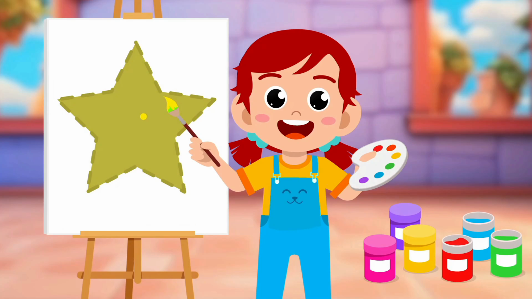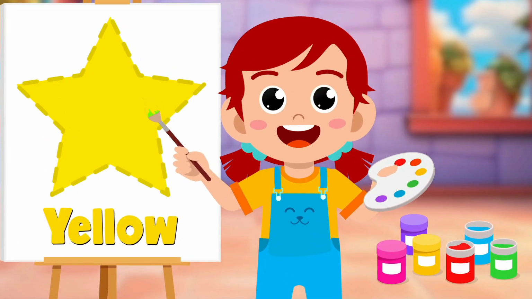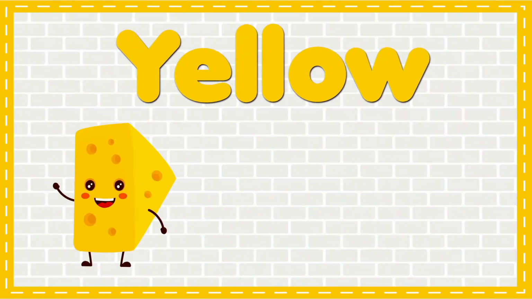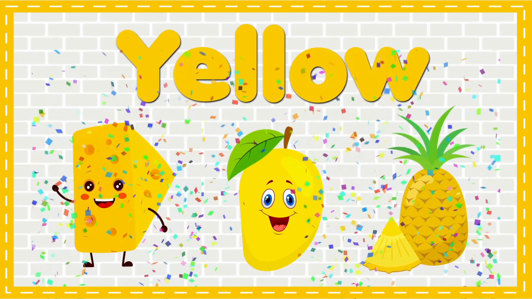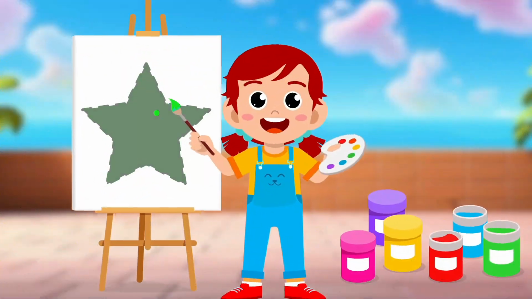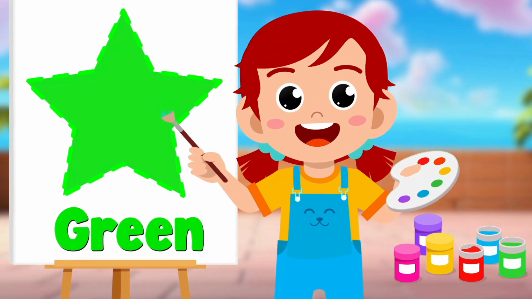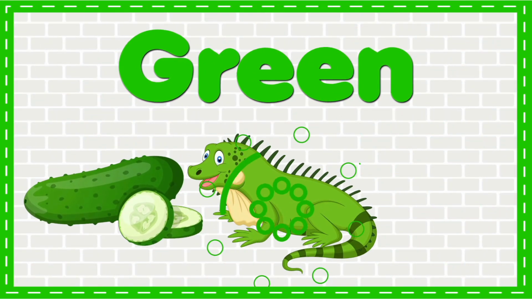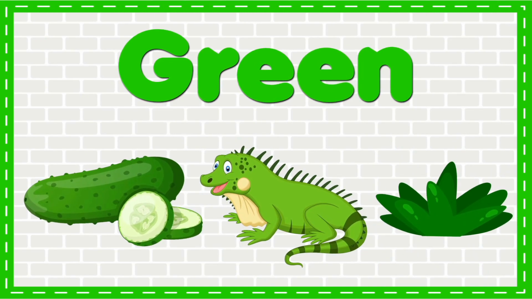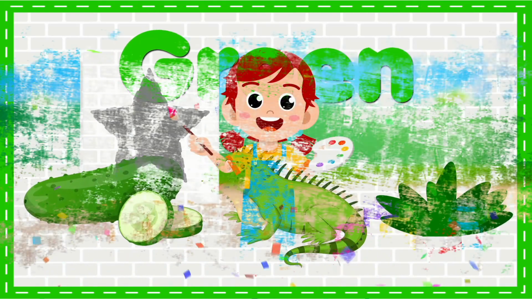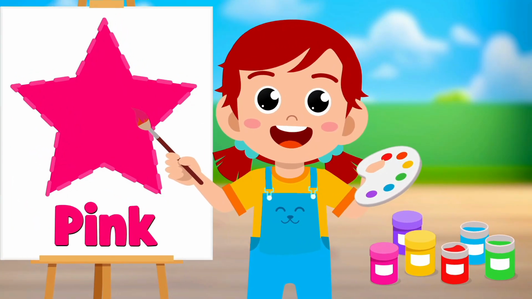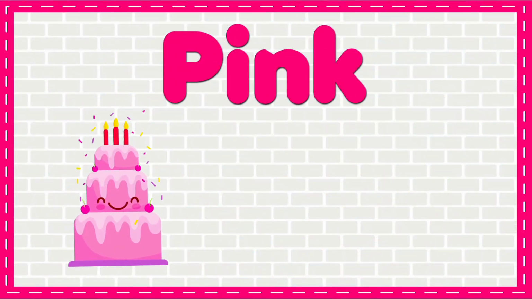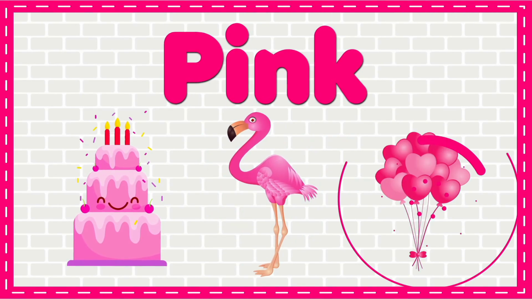And now, which color is this? It's the color yellow. Yellow. Cheese. Mango. Pineapple. And now, which color is this? It's the color green. Green. Cucumber. Iguana. Grass. And now, which color is this? It's the color pink. Pink. Cake. Flamingo. Balloon.